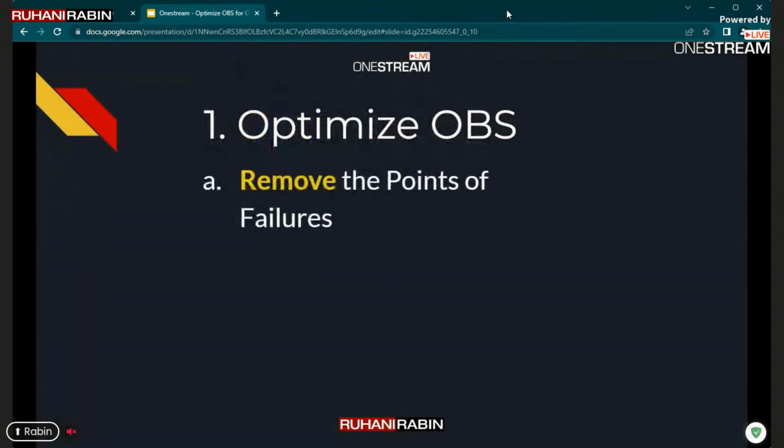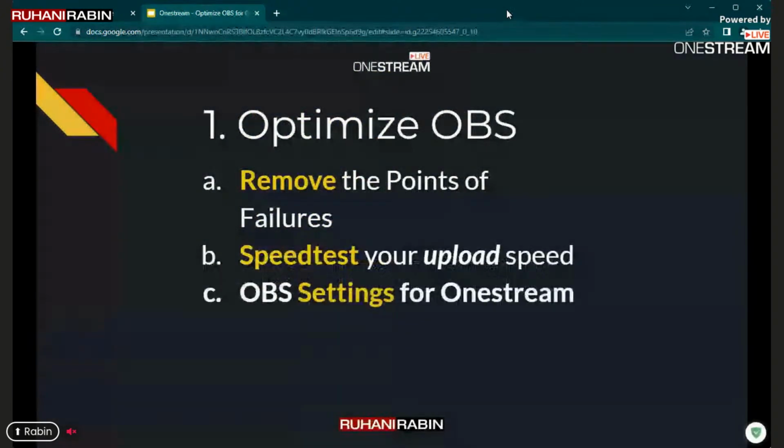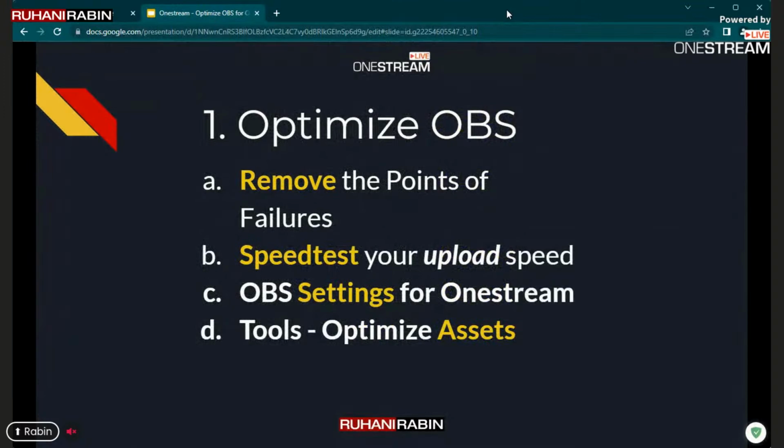The first process is basically optimize OBS. Now here we have 3 or 4 items. I haven't prepared a demo for item D in this list, but I will talk about it. So number A is remove the points of failure. A lot of people ask, what are the points of failure?